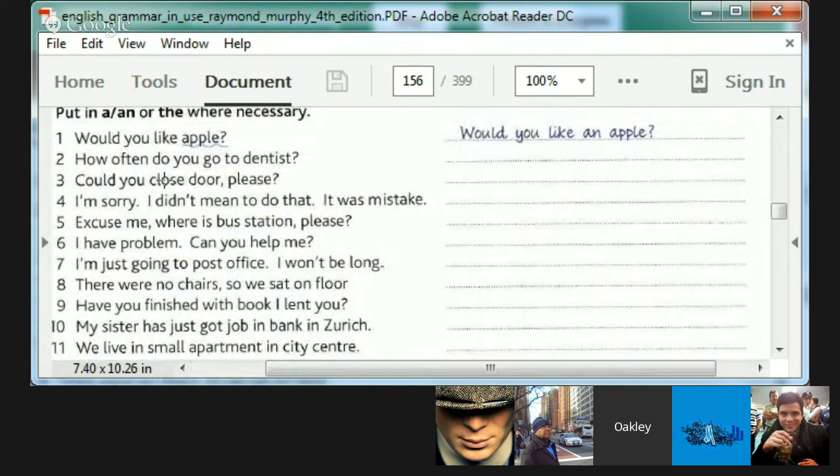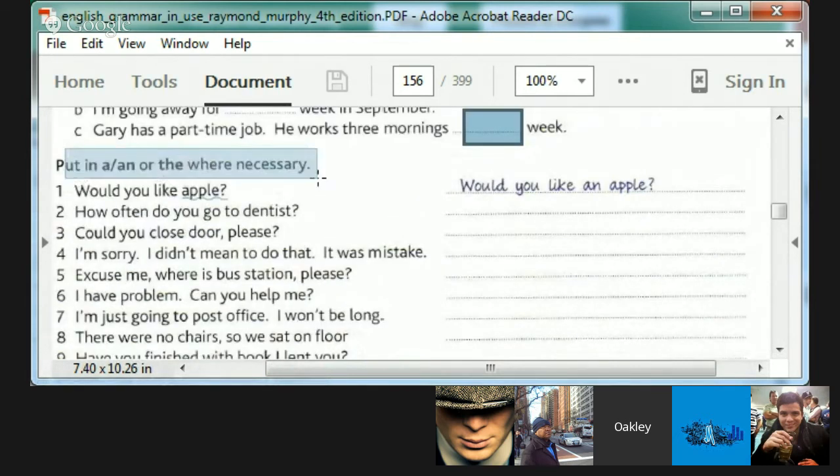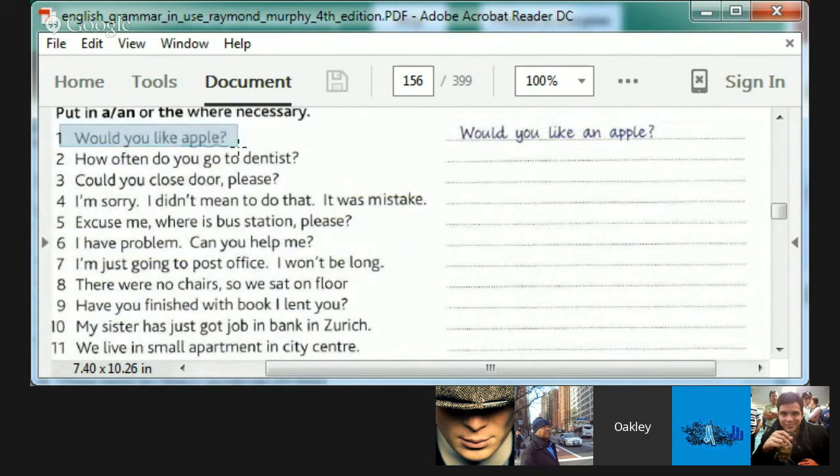Again, put a, an, and the where necessary. Would you like an apple? Okay. Mustafa, number 2. How often do you go to the dentist? A dentist? To the dentist. The dentist?